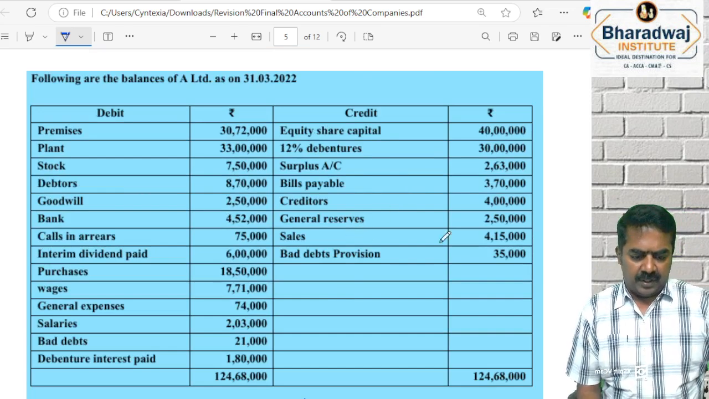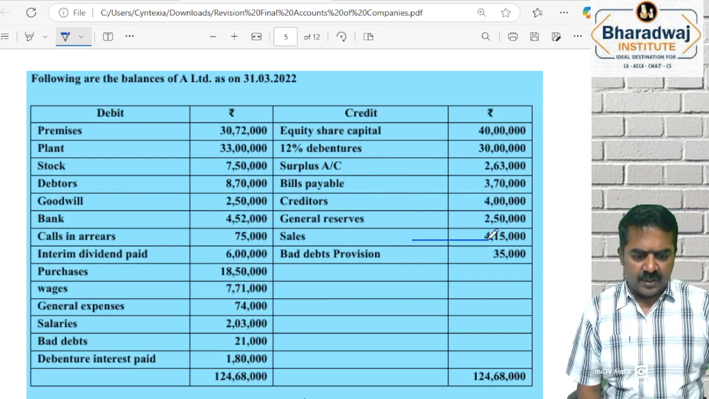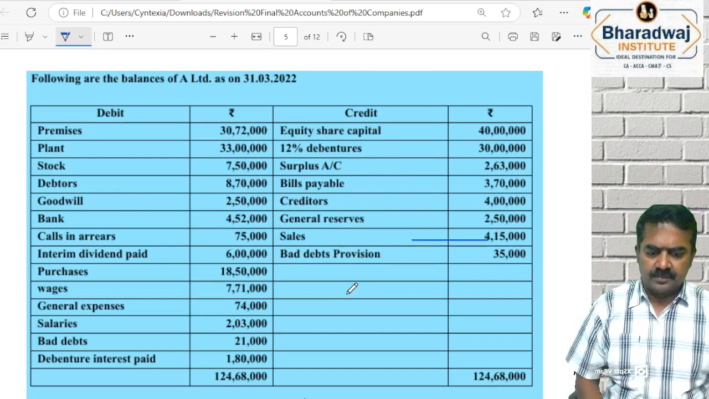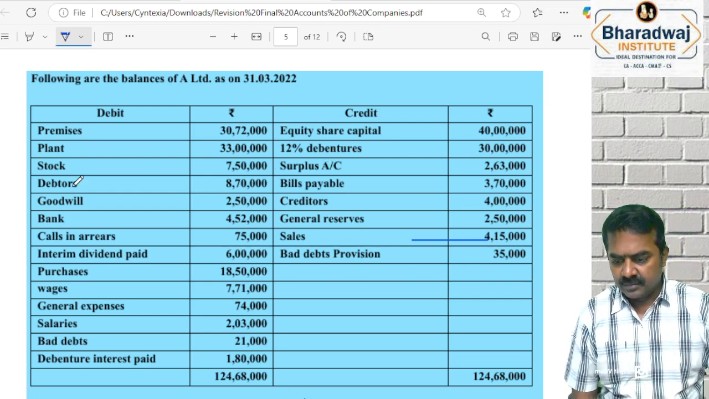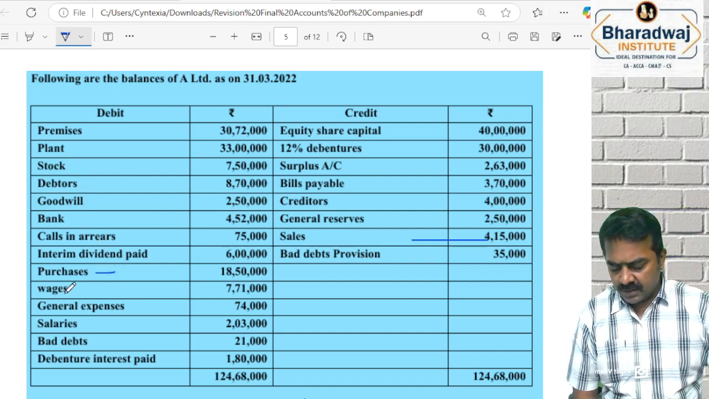What will come in P&L account in this? Sales will come on the credit side. Surplus account is nothing but P&L account. On the debit side, what all will come? Purchases, wages, general expenses, salaries, bad debts will come.